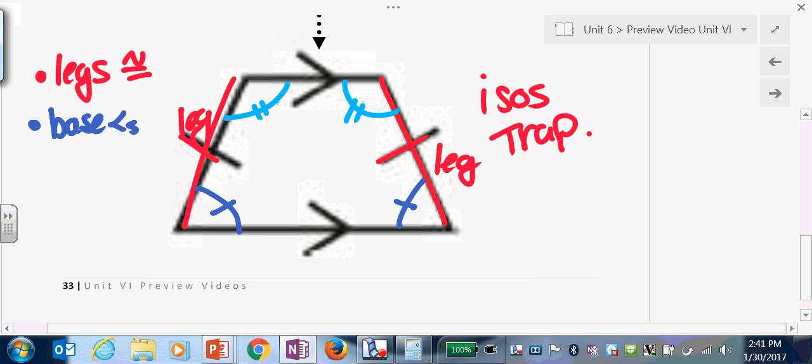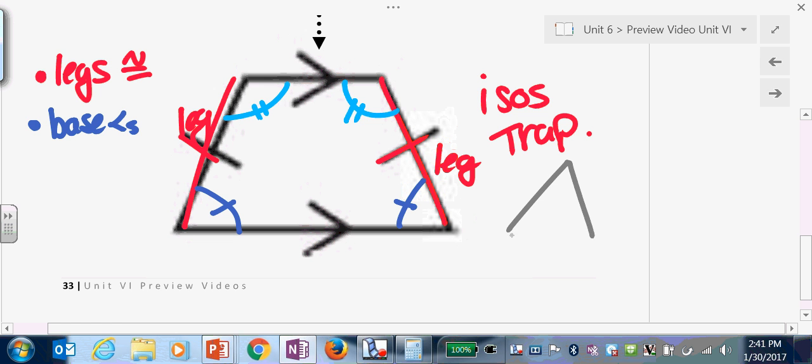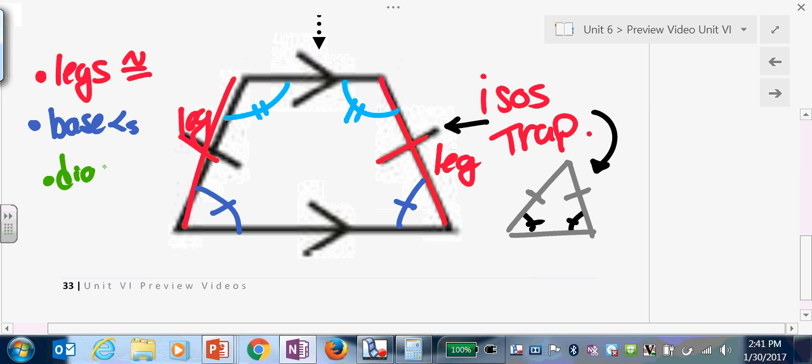The base angles are going to be congruent. Very similar to an isosceles triangle. If you have two equal sides, you have two equal angles. So it's related. Isosceles trap, isosceles triangle. The last one that's congruent is the diagonal lengths are congruent.